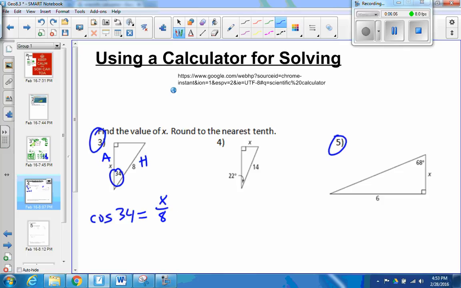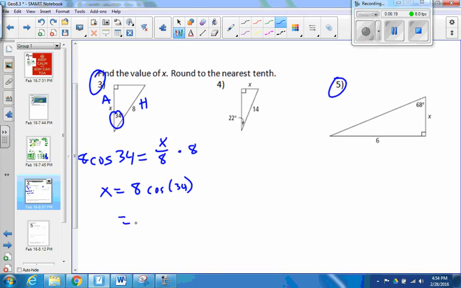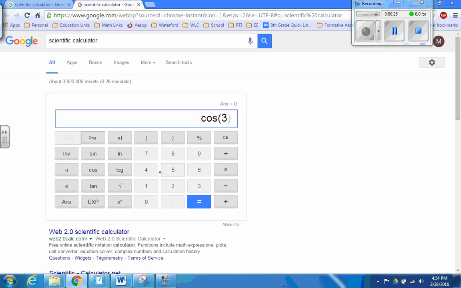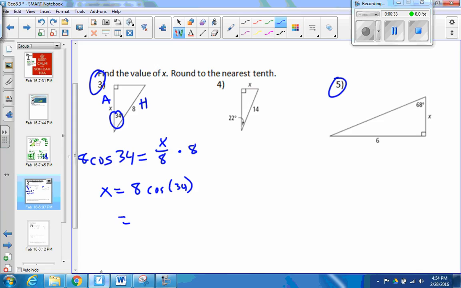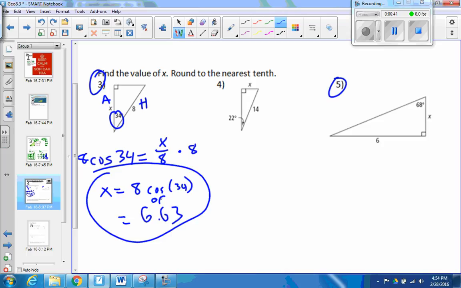So to solve for x, multiply both sides by 8. So x is simply equal to 8 times the cosine of 34. And if you want to leave it like that, that would be exact. Or if you type that into your calculator, you just do cosine of 34, equals, that times 8 would be 6.63. So if you would round it, we'd say 6.63. All right, and that would be what x would be equal to. If you look at it, that would be about right.